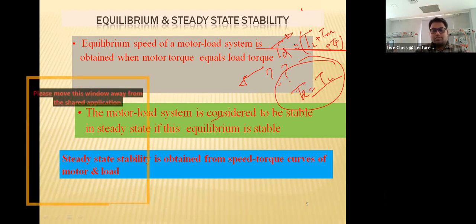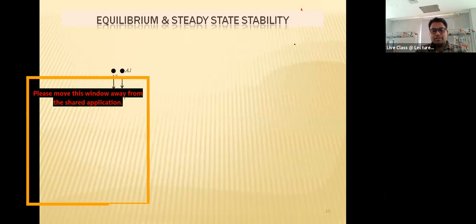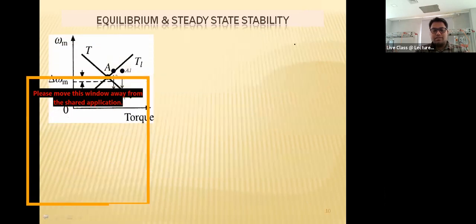So the motor load system is considered to be stable in steady state if the equilibrium is stable. It is obtained from the speed torque curve. So let us see how this is happening.